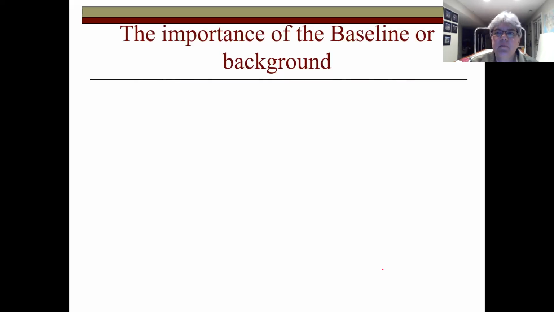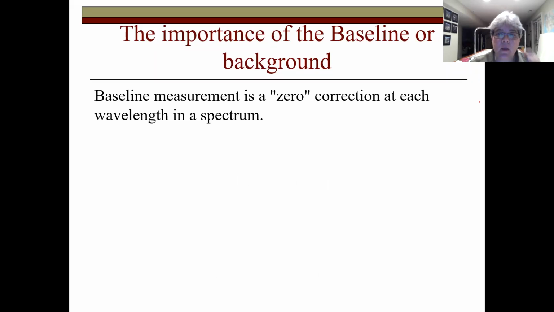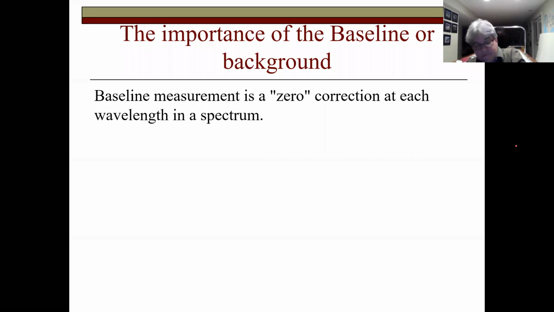Now, let's talk a little bit more about the baseline or the background. This is actually an extremely important thing to have. So remember, what is your baseline? That's your zero measurement at every wavelength. Okay, so the baseline corrects for each wavelength.